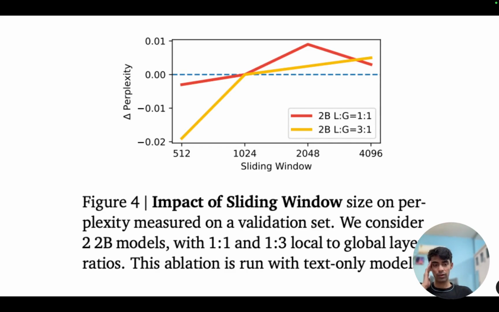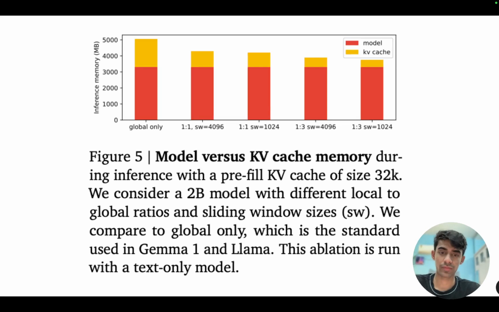Now coming to the next part, the impact of sliding window size on perplexity on a validation set. I think everyone knows about perplexity, right? We have made a whole video about cross entropy and perplexity, so if you have not watched that, you can go and watch it to understand what perplexity is. Here they have considered 2 billion models, with 1:1 and 1:2 ratios to the global layer. I think sliding window attention is known by everyone; we have covered it in the Mistral paper video.